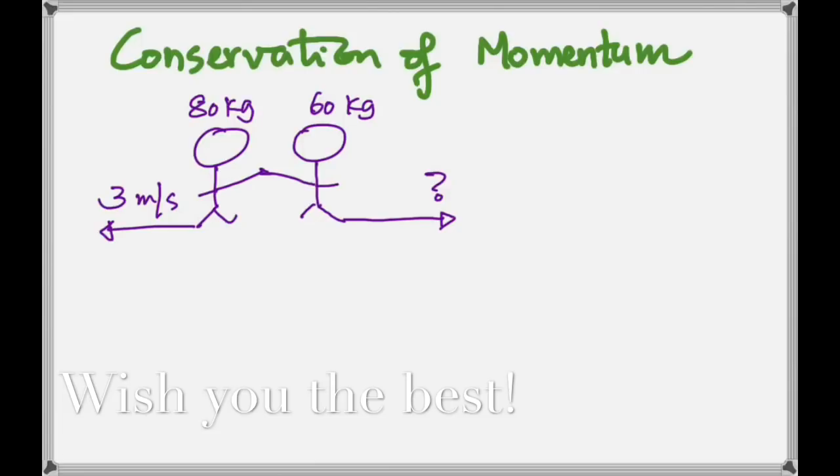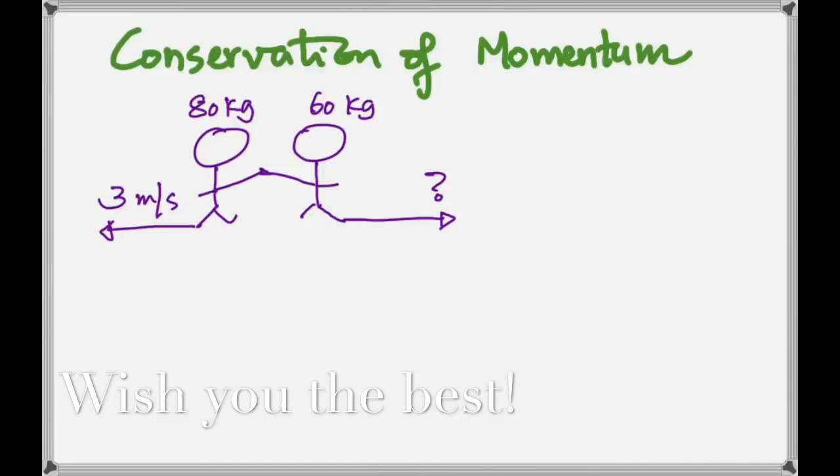This one, everybody knows, because I've given a diagram that the 60-kilogram person is moving in the opposite direction. So if this is 3 meters per second, the other one should be negative something. If this is taken as positive, the other one should be negative. Doesn't matter which one you take as positive or negative. They should be opposite. So who can get the right answer?